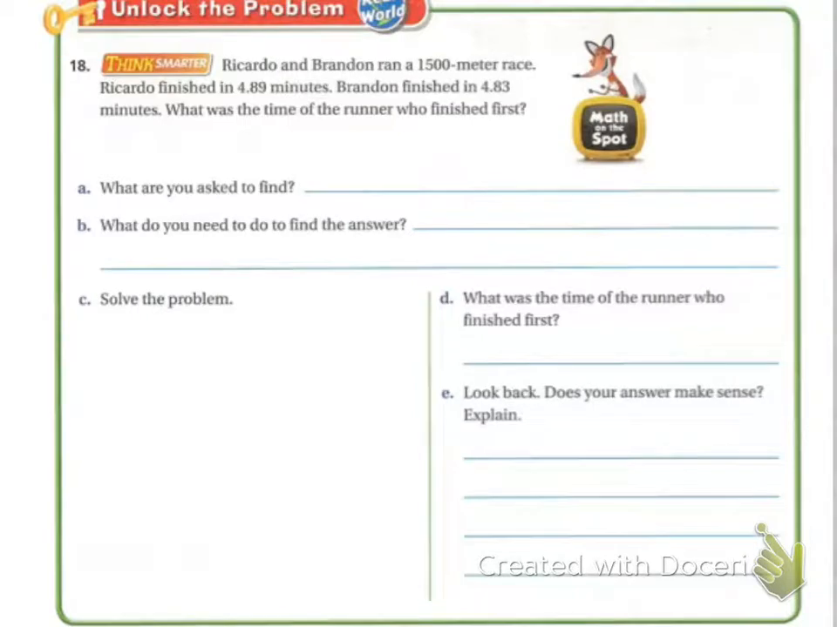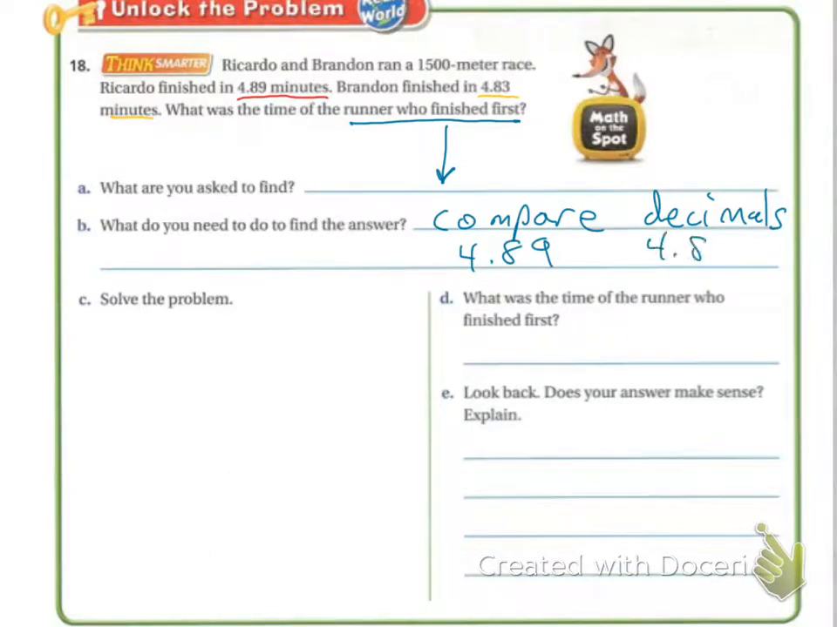Okay, I want to help you with number 18 on page 388. It says Ricardo and Brandon ran a 1,500 meter race. Ricardo finished in 4.89 minutes, and Brandon finished in 4.83 minutes. What was the time of the runner who finished first? Okay. What are you asked to find? The runner who finished first. What do you need to do to find the answer? Well, we're comparing. So we need to compare decimals. So we've got 4.89 and 4.83.